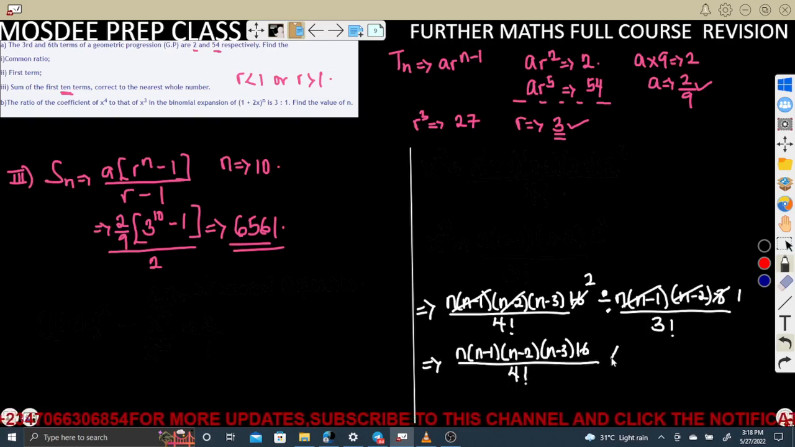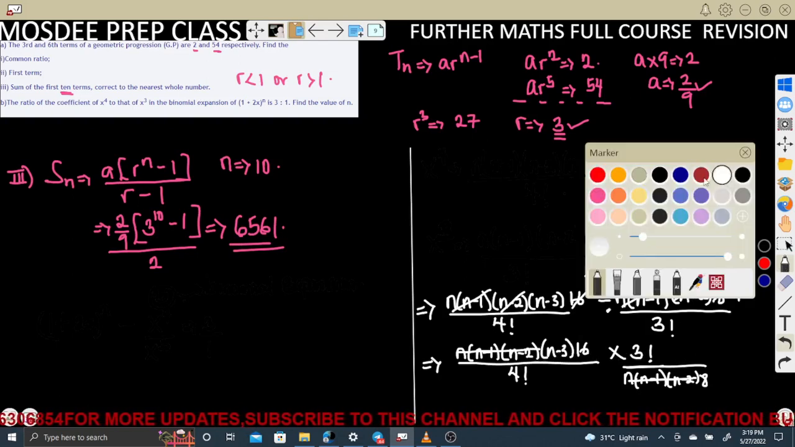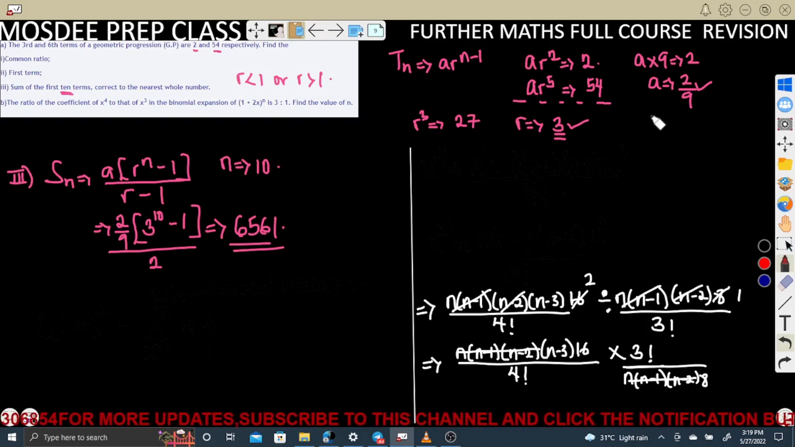4 times 3 times 2 times 3 factorial over n minus 1, n minus 2 times 8. So I have cancelled these guys. So I only have n minus 3, 16 now. I can also make 3 factorial. I know the value for 3 factorial. Let me continue that in this small space.